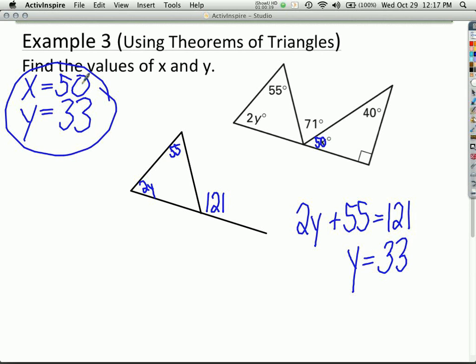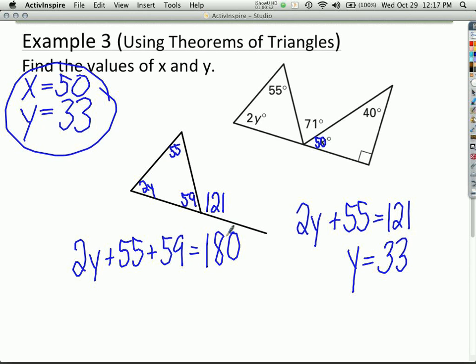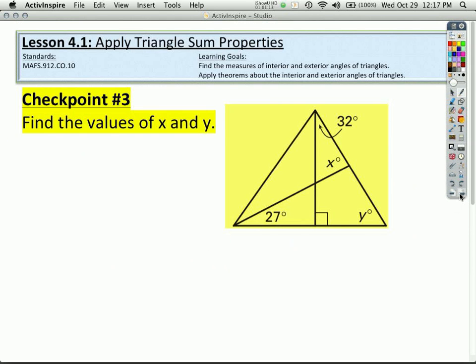Could you have done what the other group said? Of course. You could have figured out that that's 59, and then you could have said 2y plus 55 plus 59 equals 180 because of the triangle sum theorem. But now you're adding work for yourself instead of being thoughtful and picking the theorem that makes your life more efficient. Any questions or comments about that? Both are great. This is more efficient. Any questions?